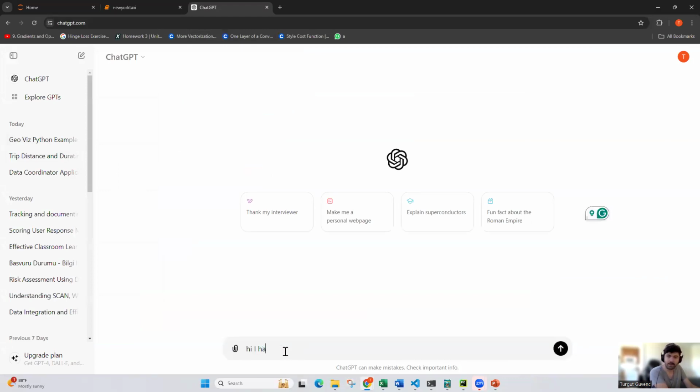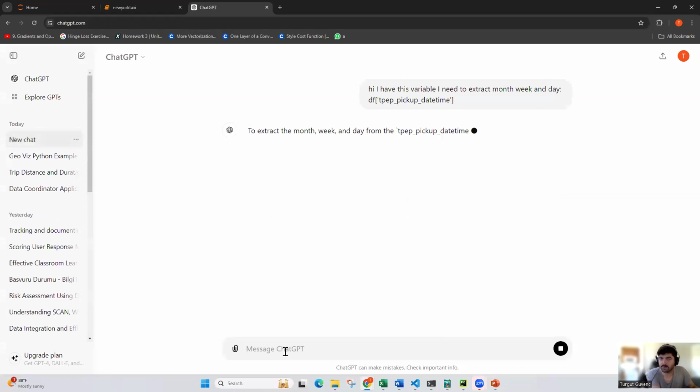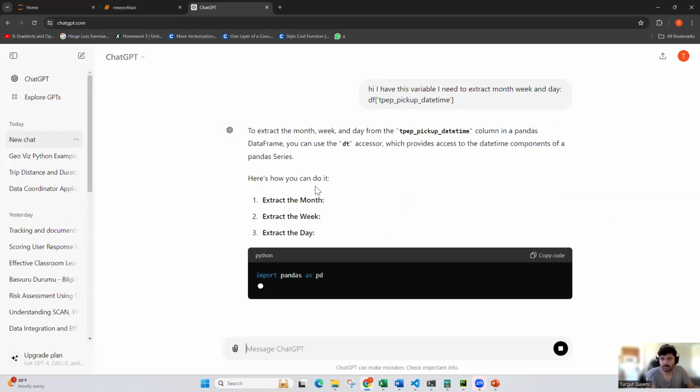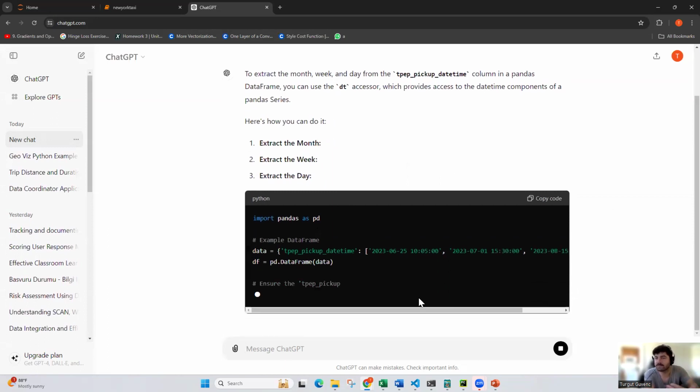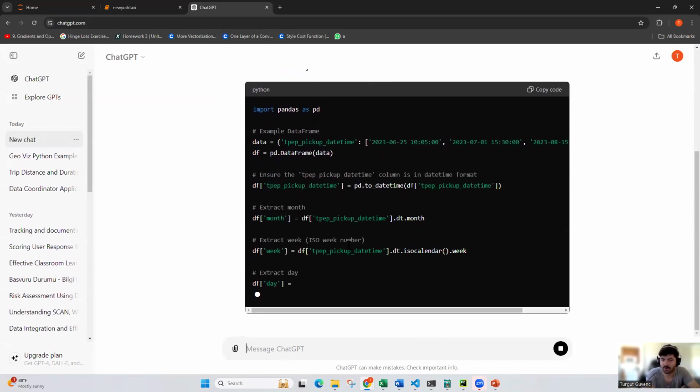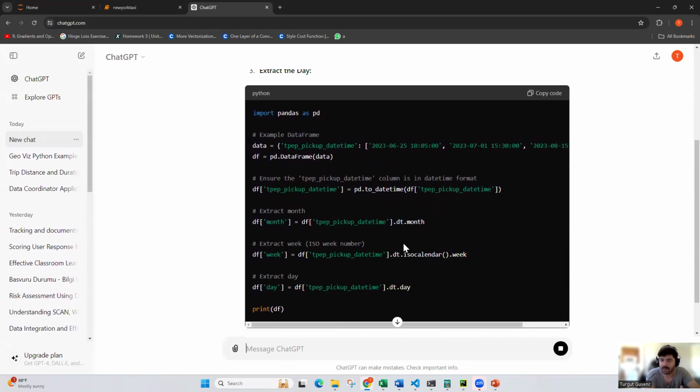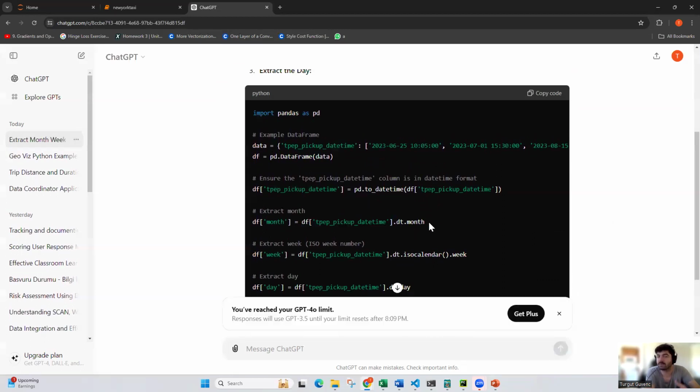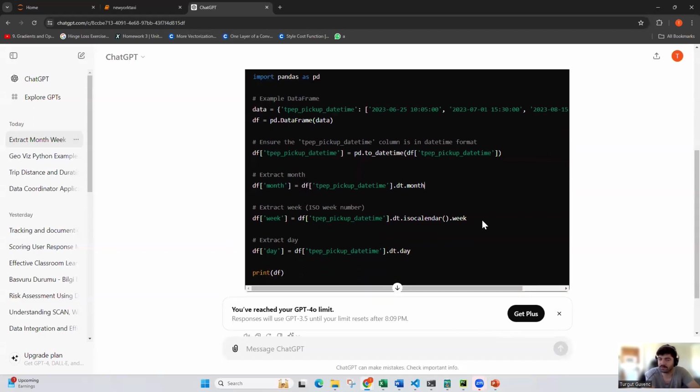I have this variable. I need to extract month, week, and day. This is it. As you can see, it gives an example and shows us how we can extract them. If you have pandas, df.datetime.dt.month will give us the month, and week as the week number, calendar week, and dt.day.